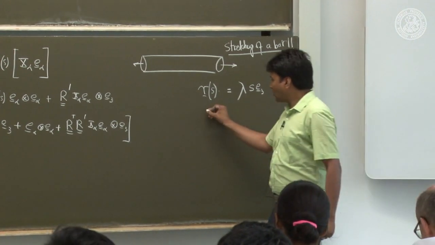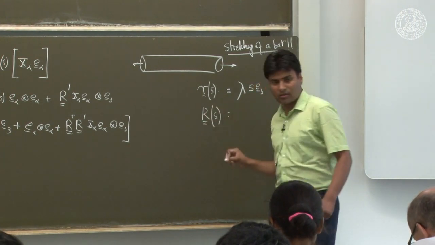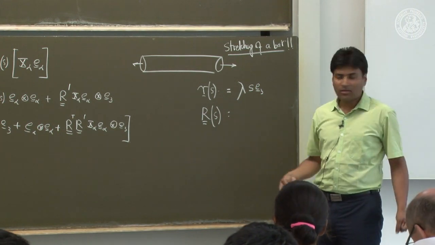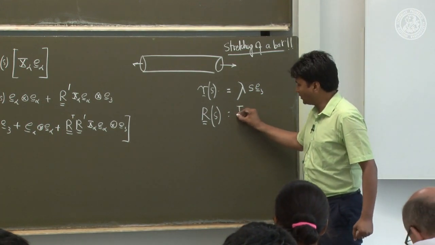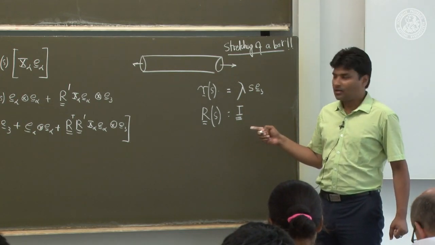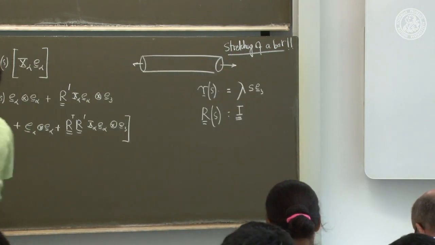And what about capital R of S? Are the cross sections rotating when you stretch it? It's not. So capital R is simply identity, a constant. Let's plug them in here and see what happens.